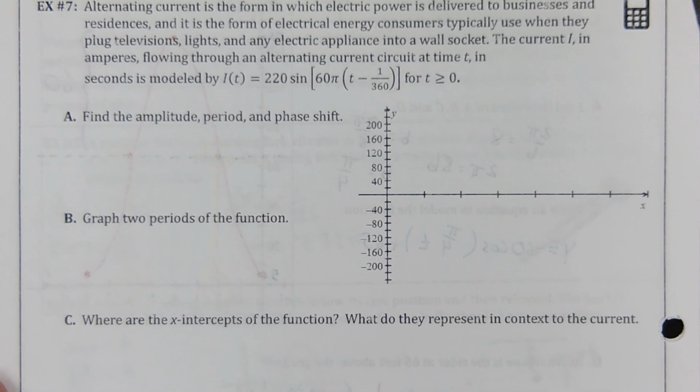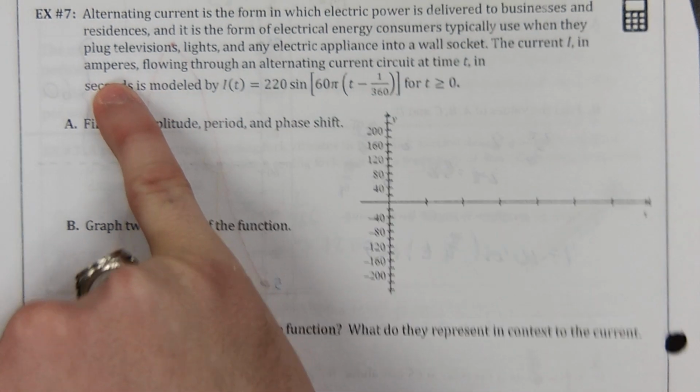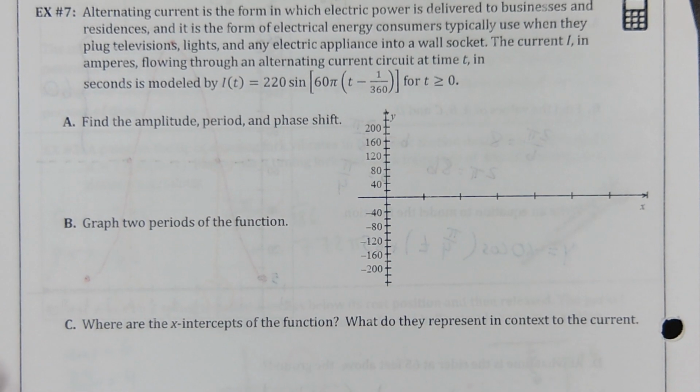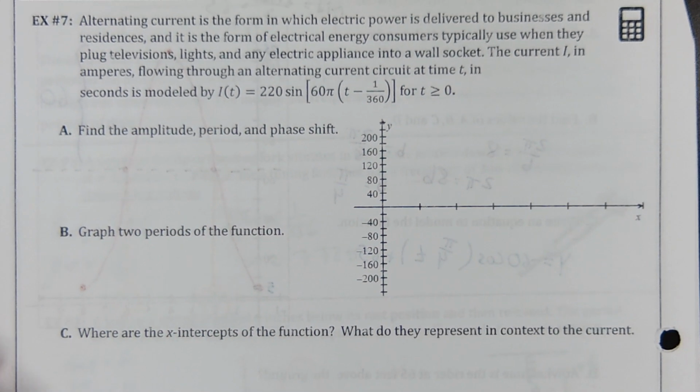First, electricity. Alternating current is the form in which electric power is delivered to businesses and residences. It's right here at the wall. And it is the form of electricity energy consumers typically use when they plug in televisions, lights, or any electronic appliance into a wall socket. Current, I, in amperes, which is amps, flowing through an alternating current circuit at any time t in seconds is this equation. That was a lot of words.